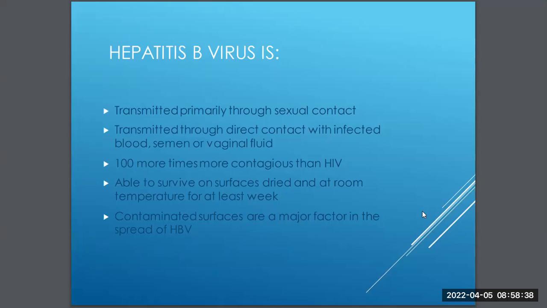Hepatitis B virus is transmitted primarily through sexual contact, and through direct contact with infected blood, semen, or vaginal fluid. It is 100 times more contagious than HIV, and able to survive on a dried surface at room temperature for at least a week. Contaminated surfaces are a major factor in the spread of hepatitis B virus.